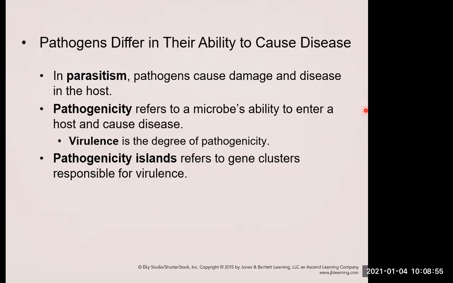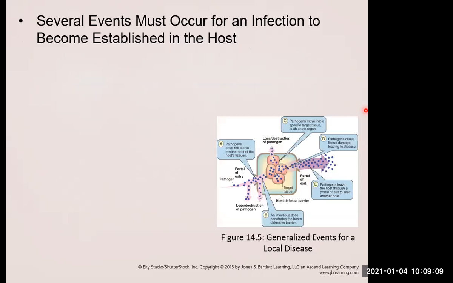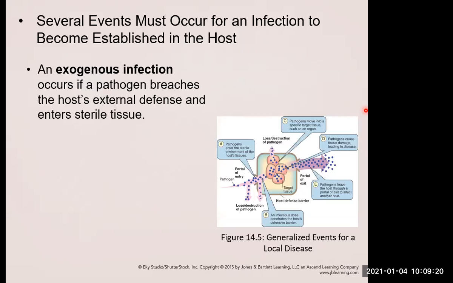All right, so within the genome of microbes, the genes that encode for virulence factors are often found next to each other, and we would call that a pathogenicity island. We have another slide coming up with more details about this figure. Let's start with some more definitions here, though.